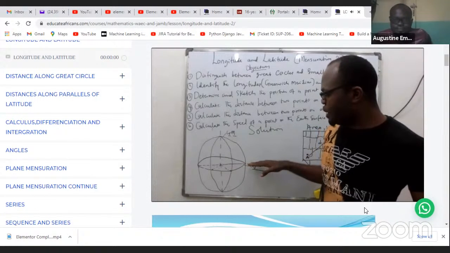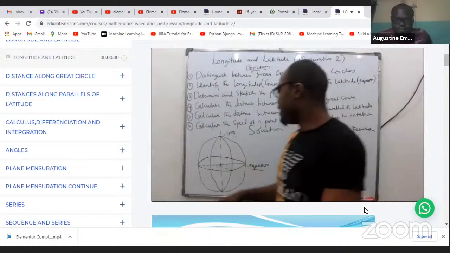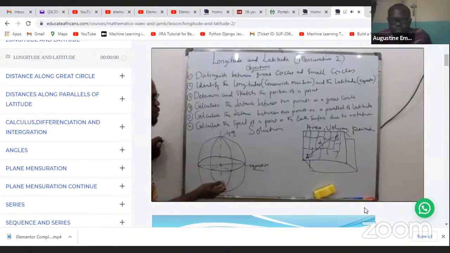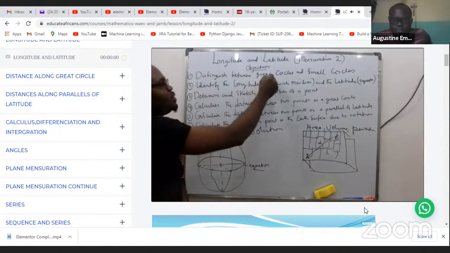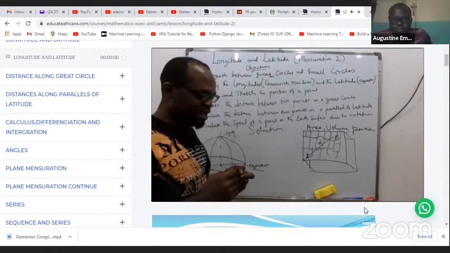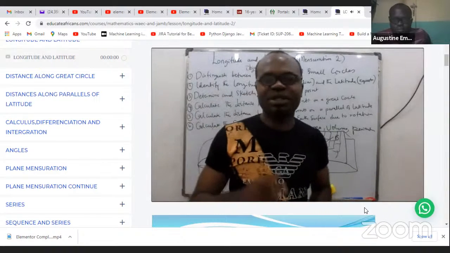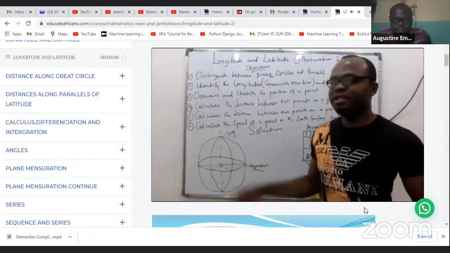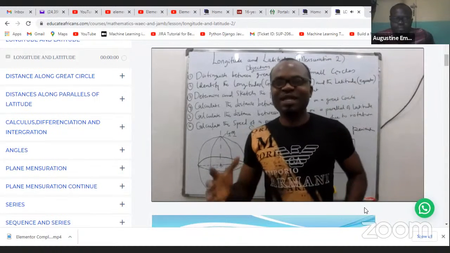So any circle round the earth surface, when you cut the earth down and get two equal parts, is a great circle. And the two most important great circles are the Equator and the Greenwich Meridian. And they are going to be used as reference points.